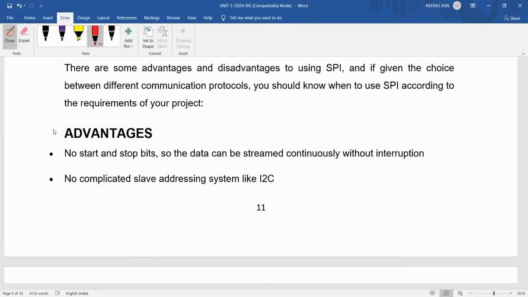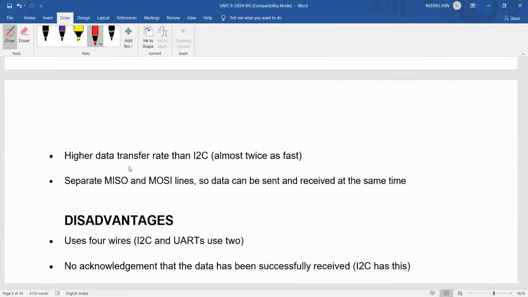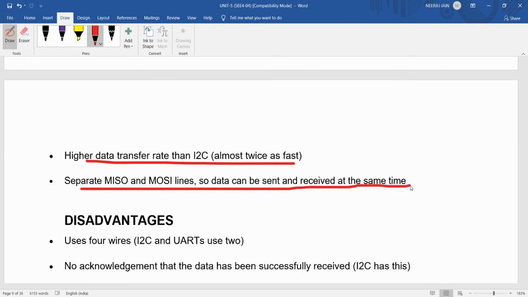Now what are some advantages? First, no start and stop bit is needed, so the data can be streamed continuously without interruption. No complicated slave addressing system like I2C, and a higher data transfer rate than I2C, twice as fast. Separate MISO and MOSI lines so data can be sent and received at the same time. These are some advantages.